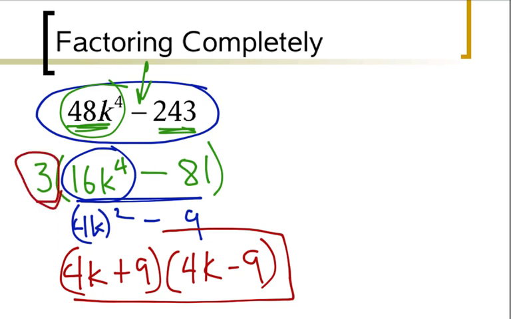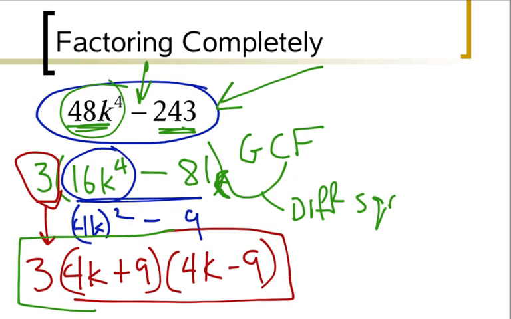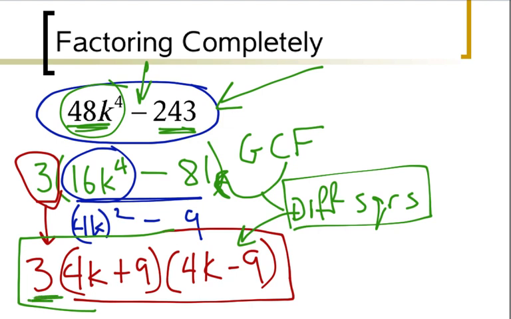because there's still a 3 that's supposed to be on the outside. So your final answer has to have the 3 in there, and you say 3 times 4k plus 9 times 4k minus 9. So again, looking at the original problem, you have to do a GCF, so this first step was GCF, and then the second step you have to notice on the inside of the leftovers we have difference of squares. Okay, and then once you do your difference of squares, you combine it with that first GCF, and you'll have your correct answer.